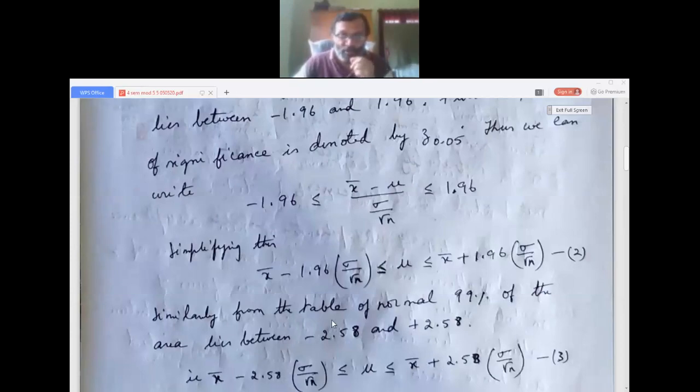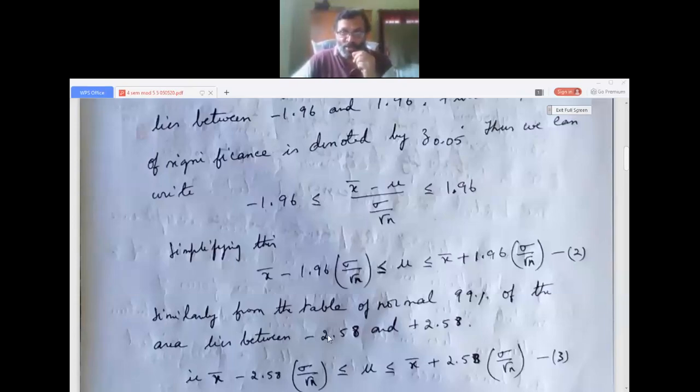From the table of normal, which I've sent you, 99% of the area lies between minus 2.58 and plus 2.58. The majority of the area lies in that range, because the normal distribution curve is a bell-shaped curve. So from the table we know that for a normal curve, 99% of the area lies between minus 2.58 and plus 2.58.